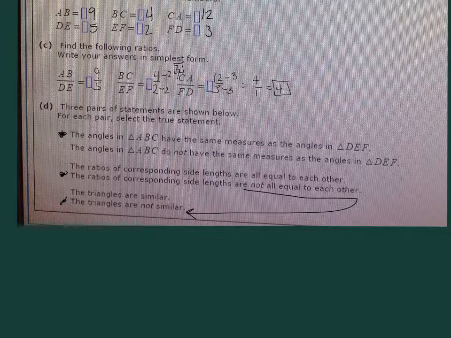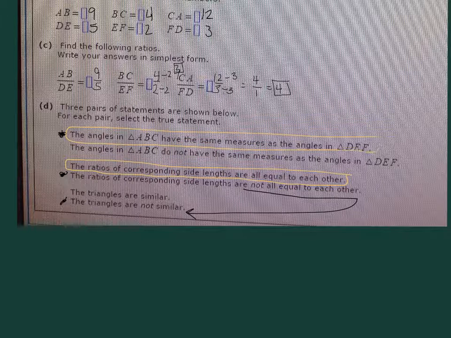In order for you to have similar triangles, you have to have this being true and this being true. If both of those are true, then the triangles are similar. So that's how you solve this one. This is the same as problem number 7, I believe.